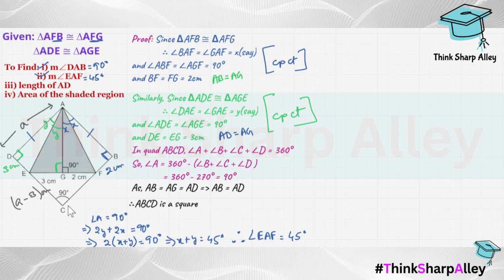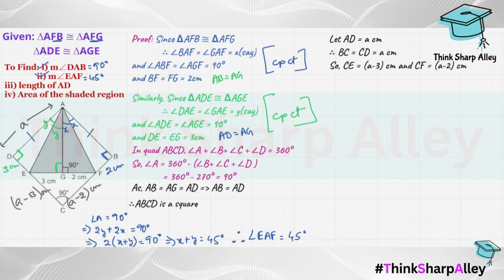And same with this, BC is also a, but this much portion is 2 centimeter. So CF is a minus 2 centimeter. So the exact same thing is also written over here. Now you can see in triangle CEF, which is a right triangle, EF is the hypotenuse, right? Opposite to 90 degrees, hypotenuse, whose length is 5 centimeter. 3 plus 2, 5 centimeter. Can we now apply Pythagoras theorem over here? Yes, we can. So let's apply Pythagoras theorem in triangle CEF.